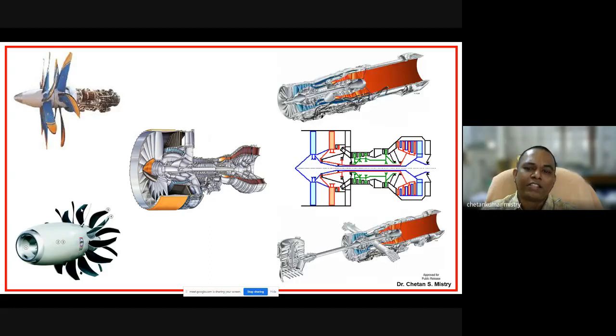These are all existing engines which are available at this moment. This is a Russian engine, an unducted contra-rotating fan. Here if you look at, this is a GE engine that they developed during the 80s. At that time the price of crude was so high, and that's the reason they found this to be one of the alternative solutions.